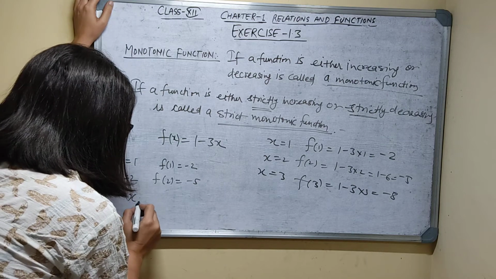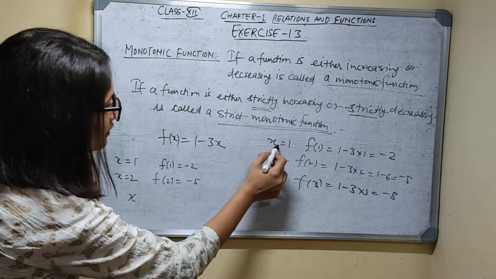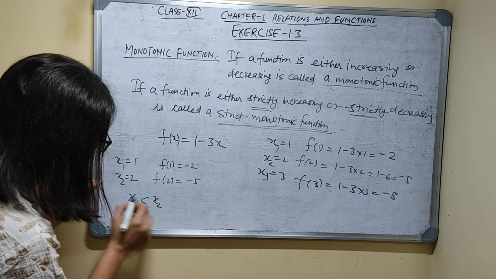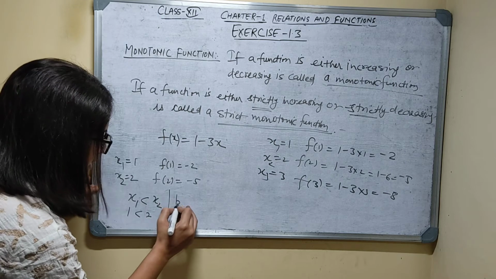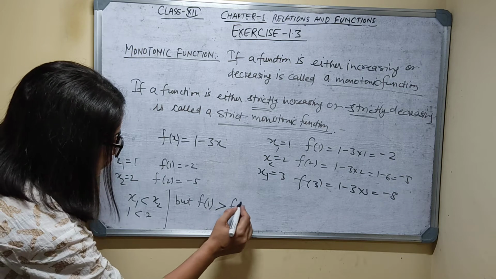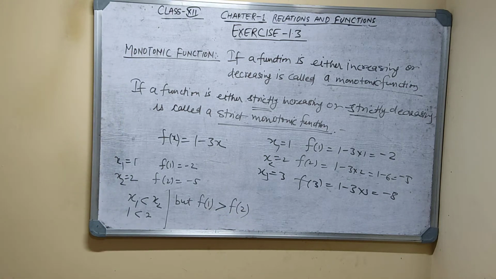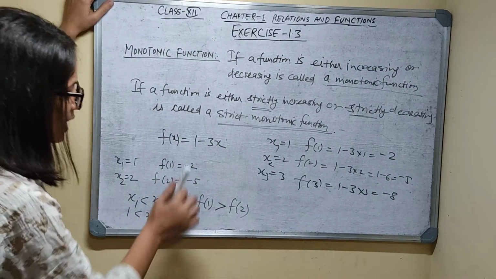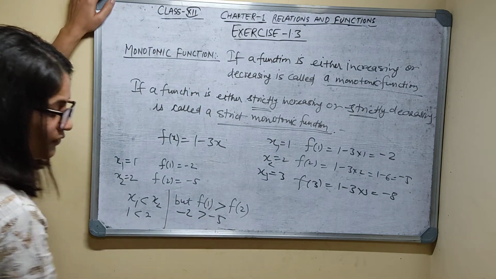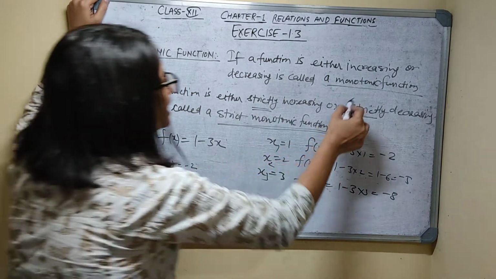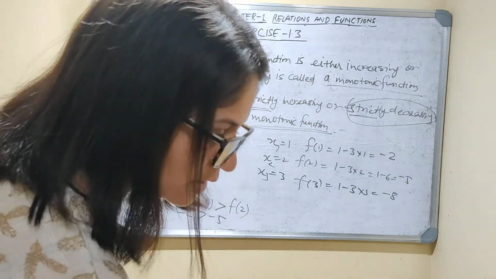So you see x1, x2, x3. This is x1, this is x2. So x1 is less than x2, you can see 1 is less than 2. But f of 1 is greater than f of 2. But what you need for a strictly increasing function? If 1 is less than 2, then f of 1 is also less than f of 2. But here you can see minus 2 is greater than minus 5. That's why it is not a strictly increasing function. It is a strictly decreasing function. This we have to learn.